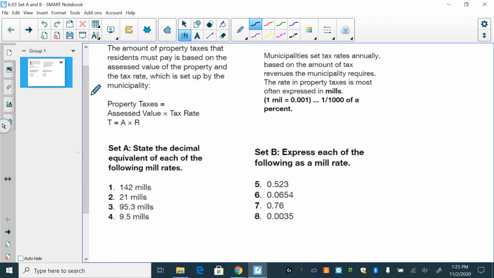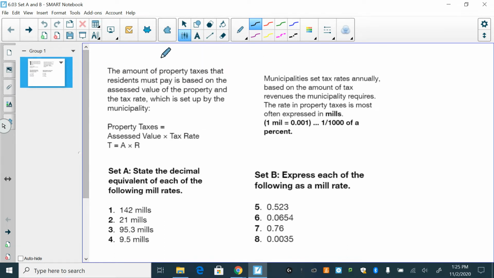All right, so for this section, you're going to be doing something called mill rates. So we're looking at property taxes. The big thing is to look here with property taxes. We're going to be using the formula T equals A times R. So the T represents the actual property tax that you'd be charged. A is the assessment of the value of your property, and R is your percent.